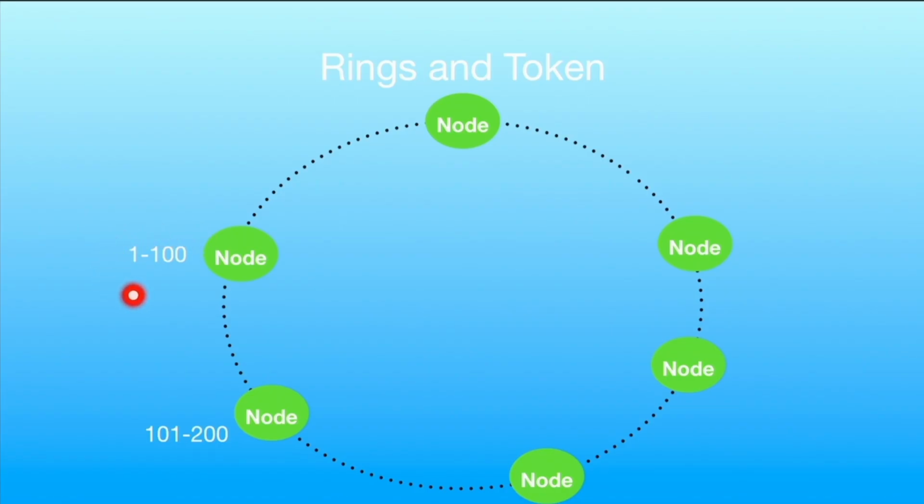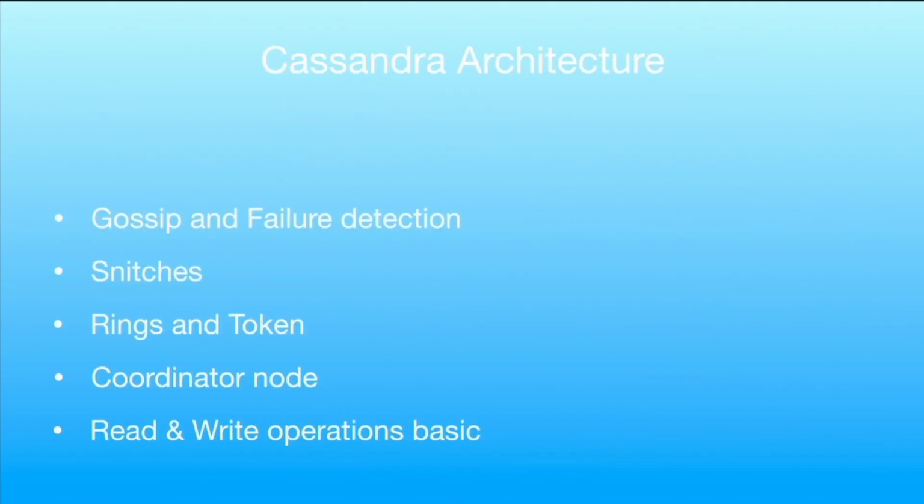So we are going to give this node the responsibility for keys from 1 to 100 and this node from 101 to 200. This interval, or this range for which the node is responsible for read and write operations, is known as the token range of the node. So this node can participate in all the read and write operations for the particular key. If the key is less than 100, this node will participate, and if the key lies in this range, this node is going to participate in read and write operations. Moving ahead, let's move to the coordinator node.